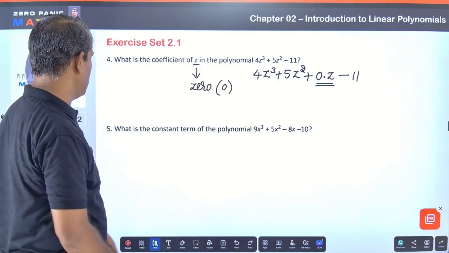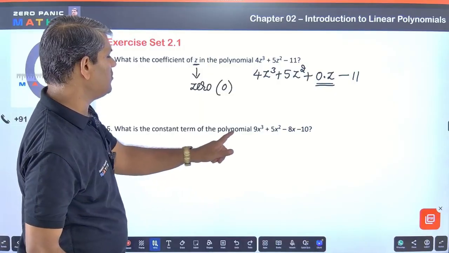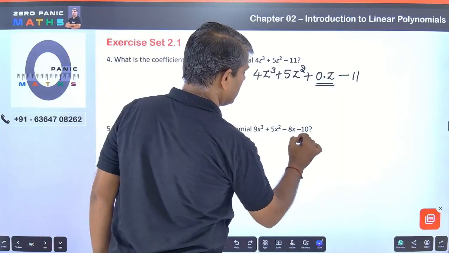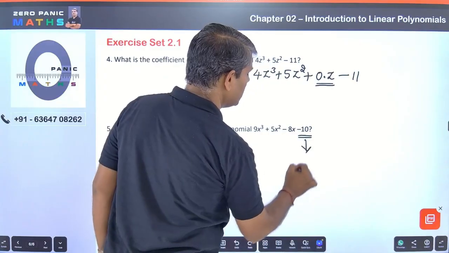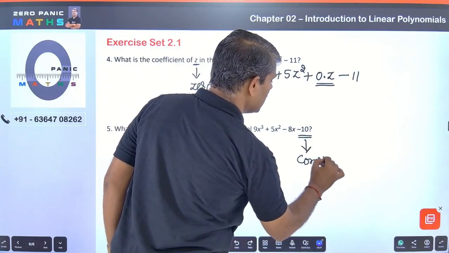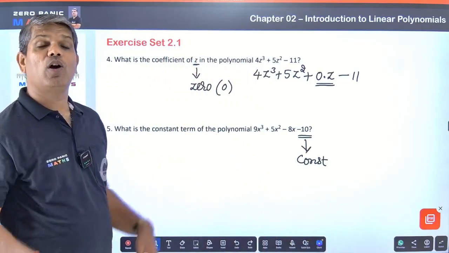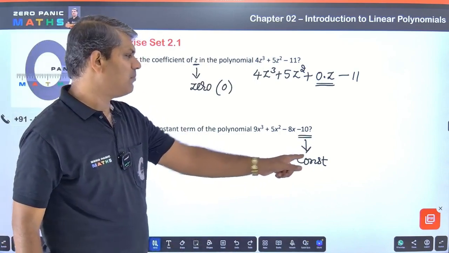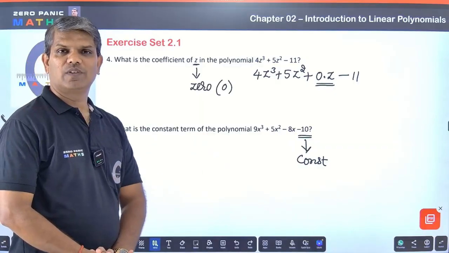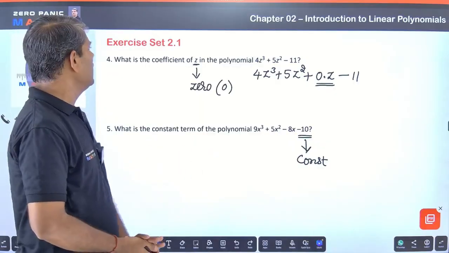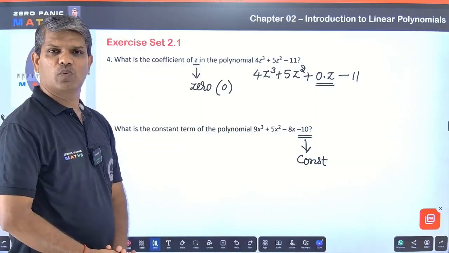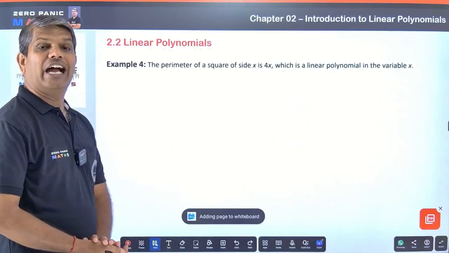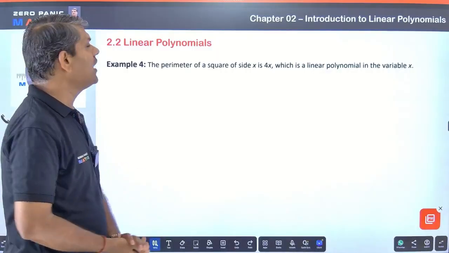It's a simple example. Okay, now what is the constant term in the polynomial 9x cube plus 5x square minus 8x minus 10? The constant term is the one with no variable, or you can say the variable with power 0. So the constant is minus 10 in this example. These were the simple examples given in exercise set 2.1. We will see some more important concepts and definitions. Based on that we also have some more examples.